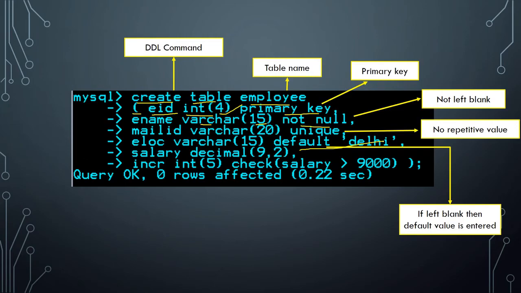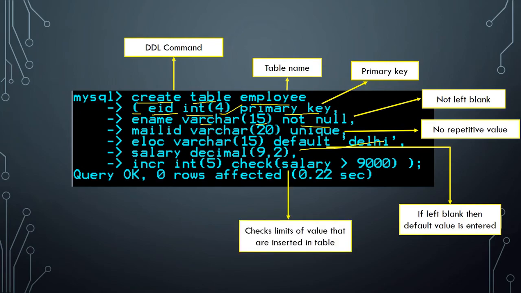After that, we have the salary column, that is decimal 9,2, and as we are all familiar with this, 9 represents the total number of digits and 2 represents the digits after the decimal point. After that, we have the last column, increment, with the data type int 5. Now I am applying the check constraint over here, which checks that salary should be greater than 9,000. If my salary is greater than 9,000, only then is increment possible, else it will not get incremented. At last, I am closing my table with a parenthesis and a semicolon.